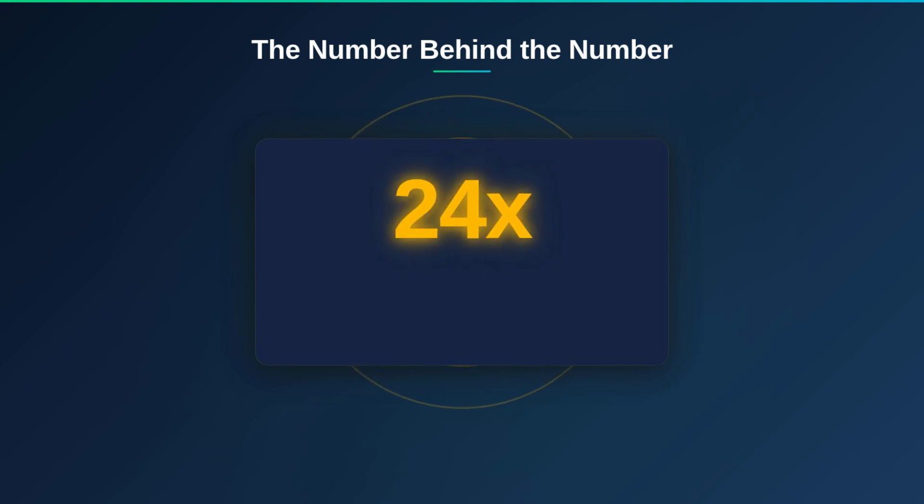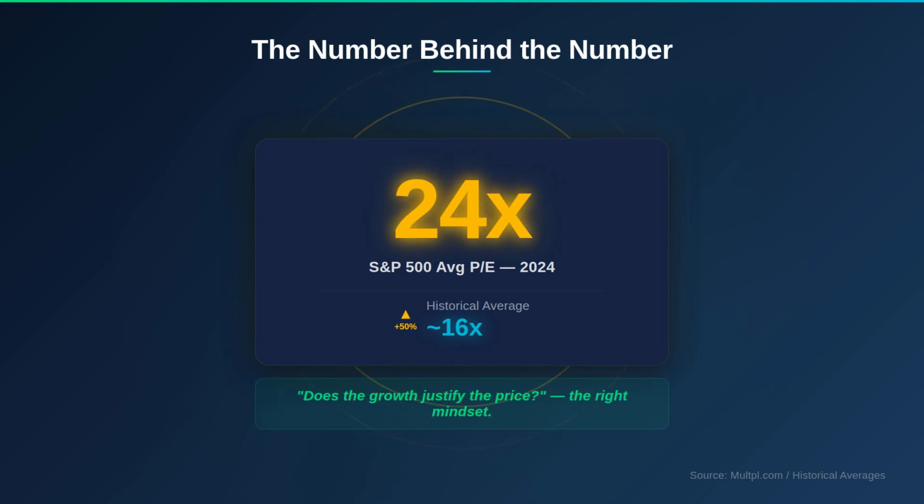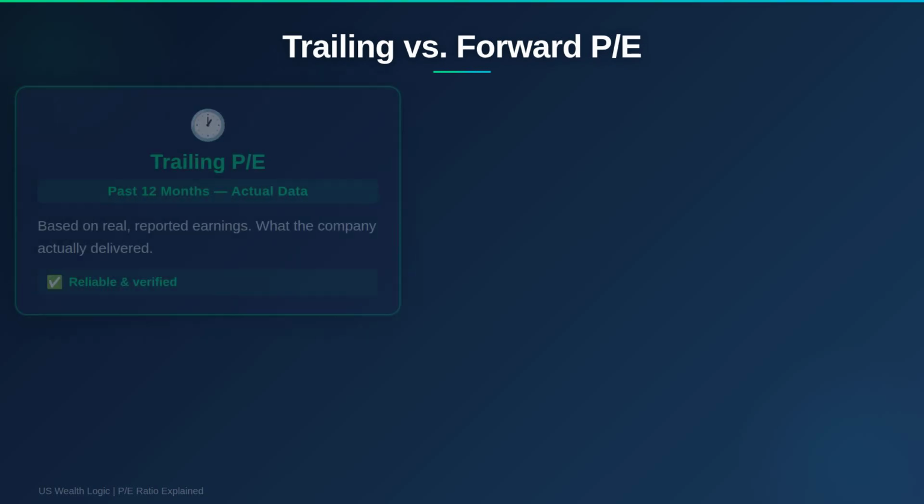Here's a number worth sitting with, 24. That's roughly where the S&P 500's PE ratio has been sitting as of 2024, meaningfully above the long-run historical average of around 16. This doesn't mean a crash is coming. Markets can stay elevated for years, but it does mean investors today are paying a premium for future earnings. When Marcus saw this number, his next question was exactly the right one. Does the growth justify the price? That's the right mindset. PE doesn't tell you what to do, it tells you what to think about.